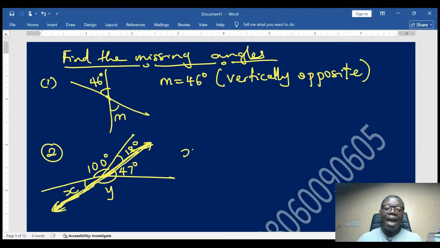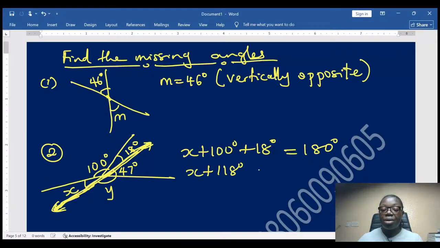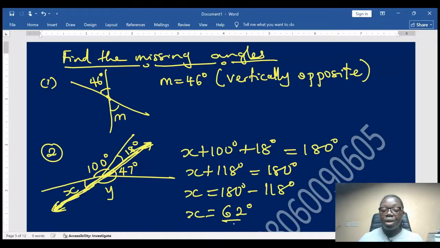So that means X plus 100 degrees plus 18 degrees are all supplementary angles, because when you add them up together, they are on a straight line. They should give you 180 degrees. So X plus 100 plus 18 is 118 degrees, equals 180 degrees. So X is equal to 180 minus 118 degrees, which is equal to 62 degrees. So the missing angle, angle X, is 62 degrees.